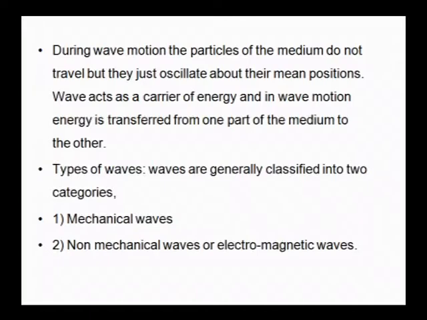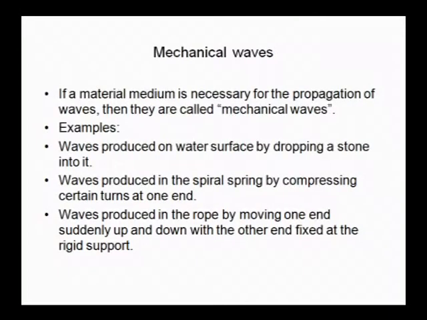Generally, waves are classified into two categories, namely mechanical waves and non-mechanical waves or electromagnetic waves. Mechanical waves are the ones which require a medium for their propagation, whereas non-mechanical waves do not require a medium for their propagation. If a material medium is necessary for the propagation of waves, we call such waves mechanical waves. Examples of mechanical waves are waves produced on a water surface by dropping a stone into it, waves produced in a spiral spring by compressing certain turns at one end, and waves produced in a rope by moving one end suddenly up and down with the other end fixed at a rigid support.